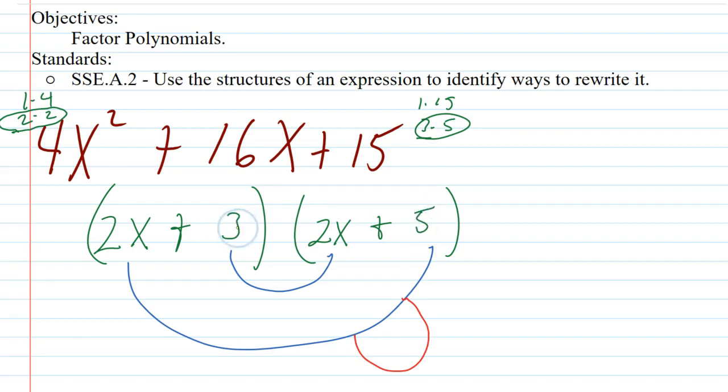Now we check. 3 times 2x. That's what the line is for, to show us what we're multiplying. 3 times 2x is 6x. 2x times 5 is a positive 10x. Now combine like terms to see if we have the correct number. 6x plus 10x is 16x. If the number inside the tongue is the same as your middle term, then we know we have the correct answer, and we're finished.